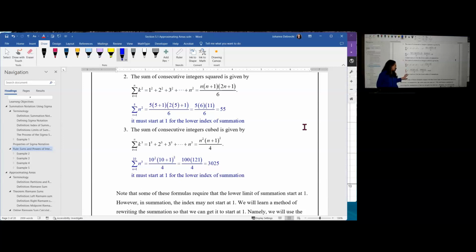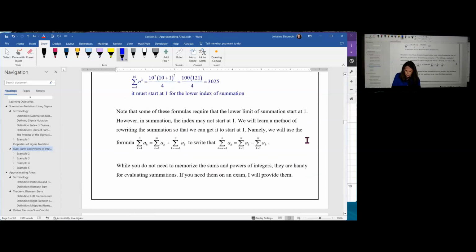In this example, we go from 1 to 10 of n cubed. This gives us the upper limit of summation 10 squared, times 1 plus that, or 11 squared, and we divide it all by 4 to get 3025. Here's the method that we use in order to rewrite something that does not start at 1 to something that does start at 1.